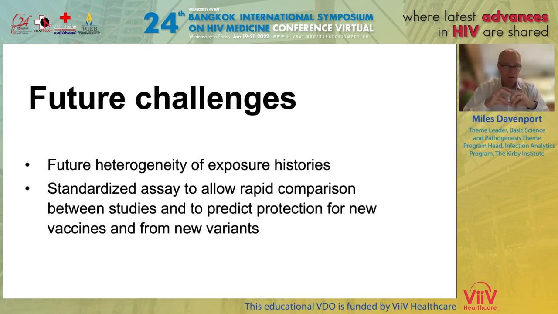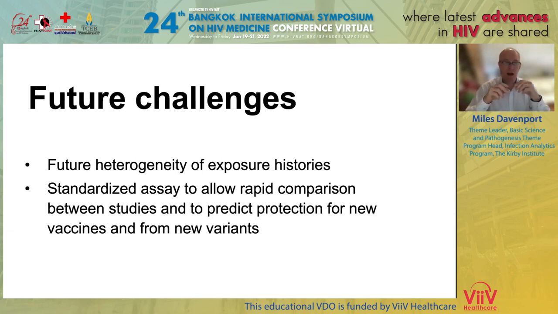Future challenges are that all of this has been considering people exposed to the ancestral immunogen. But now going forward, we're going to have people with a wide heterogeneity of exposure histories. So you might have been infected with Delta and then vaccinated with the ancestral strain, or you might have been vaccinated with the ancestral strain and then infected with Omicron. In those cases, we expect the cross-reactivity against any new variant could potentially be quite different.